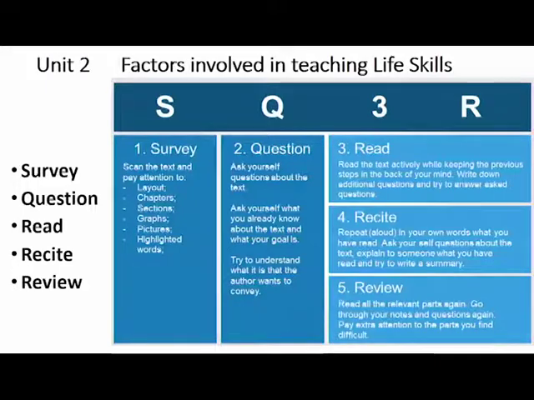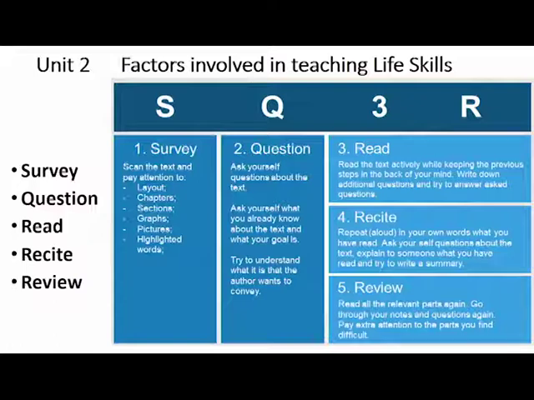We move on to study skills. So one of the study skills that you will find in your study guide is called SQ3R. This acronym stands for Survey, Question, Read, Recite, and Review. When we look at these letters of the acronym, survey means to scan through the text and pay attention to the layout, chapters, sections, graphs, pictures, highlights, and words. So this is mainly a scanning exercise that you do when you start studying.